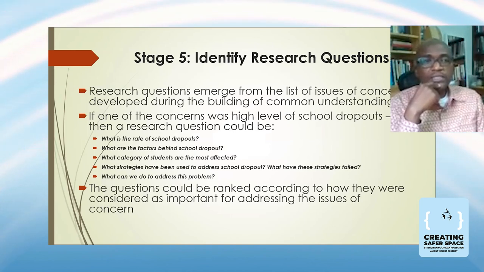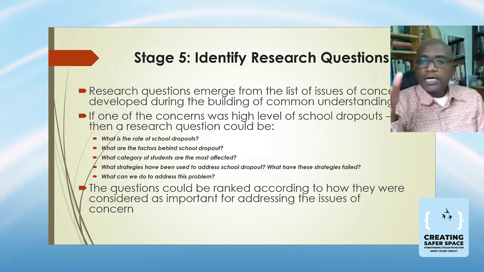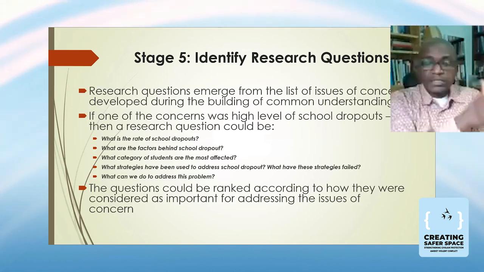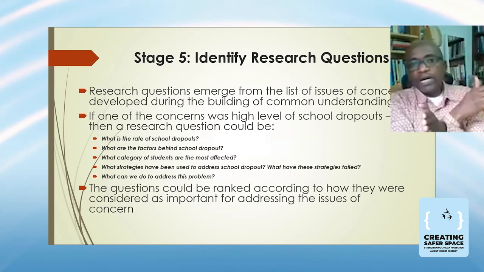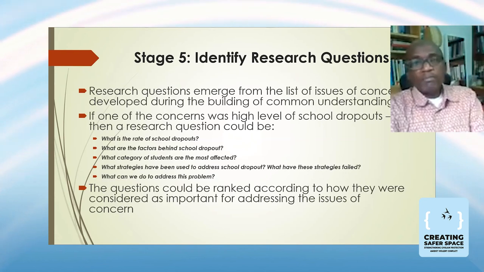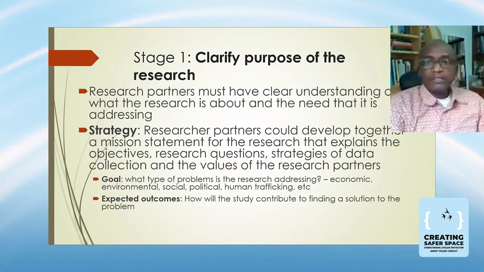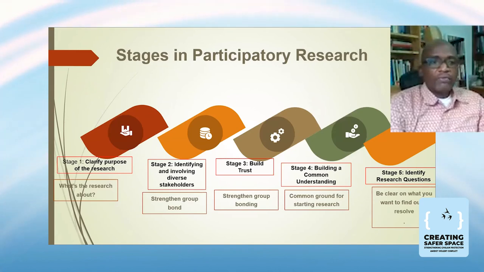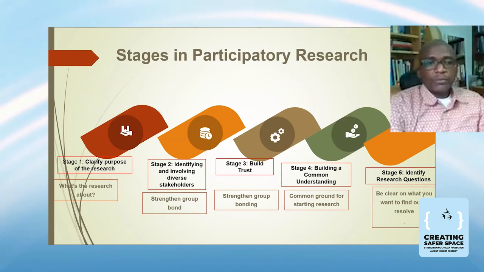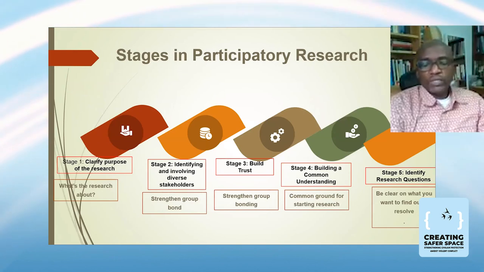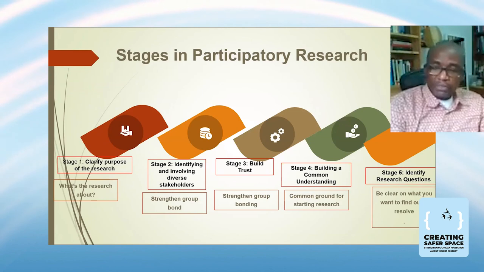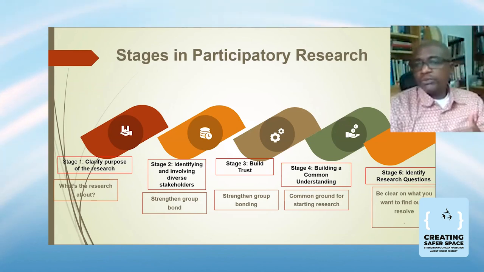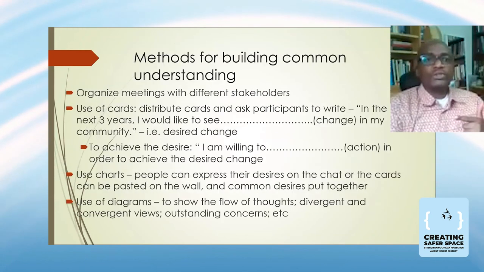Now, this is important in the sense that research questions, as you've seen here, are a kind of inversed process where, rather than beginning with objectives and research questions, we come to stage five to identify research questions. Remember, we're already clear on the purpose of the research. We are clear on the kind of stakeholders we want to involve. We've also worked so hard in building a common understanding around the issues. So now we can say, what do we need to do, and how are we going to go about it? That's why we get to the research questions that we want to tackle.